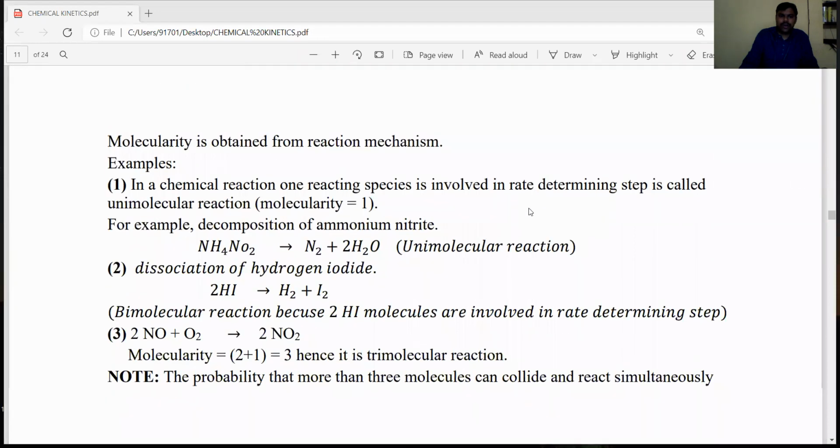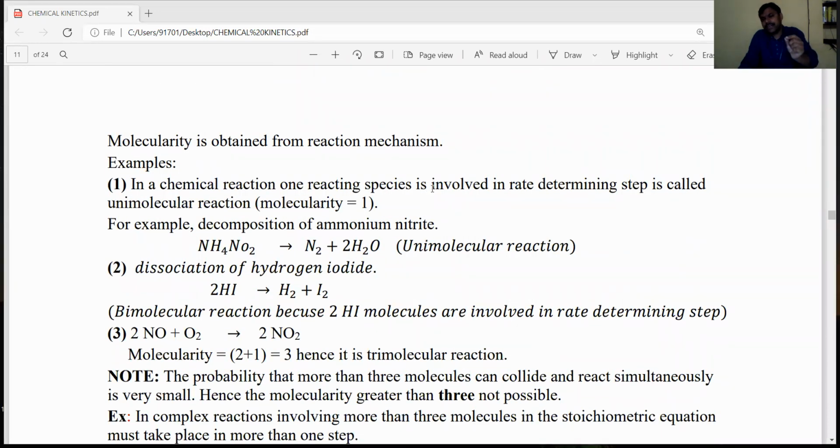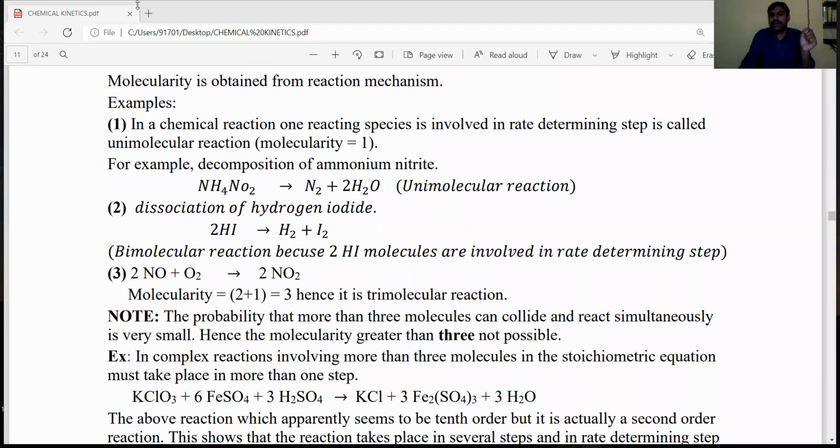let's see, molecularity is always obtained from the reaction mechanism only. When writing the reaction mechanism for complex reactions, we write the subsequent several steps. Among those steps, one elementary step, the slow step, is known as the rate determining step. The number of molecules or atoms or ions involved in the rate determining step is known as the molecularity of a reaction. That's why molecularity is always obtained from the reaction mechanism. Hence it is a theoretical method only. The reaction mechanism is a theoretical method.